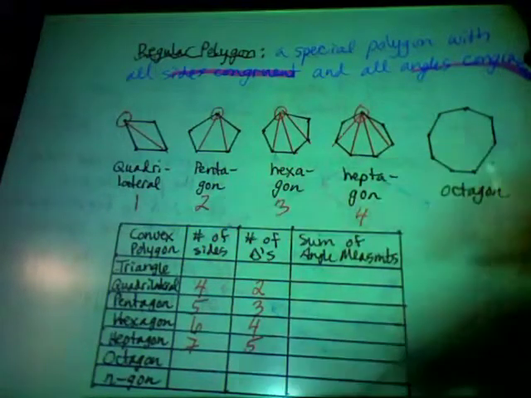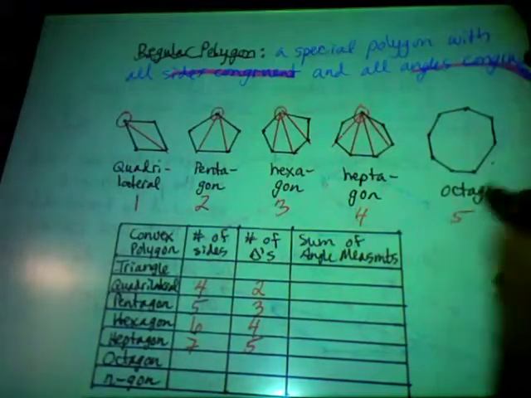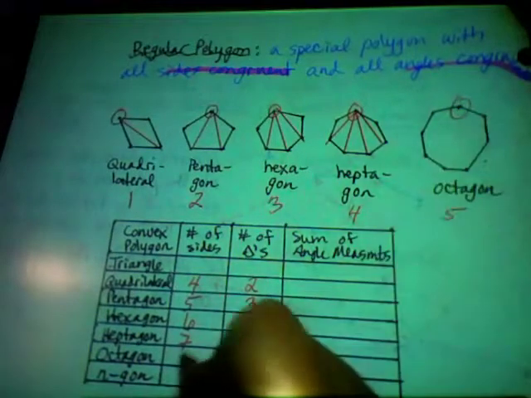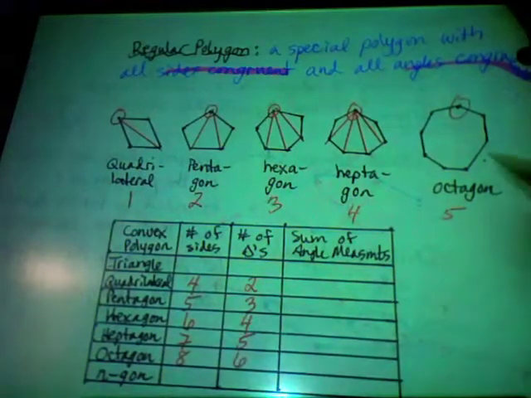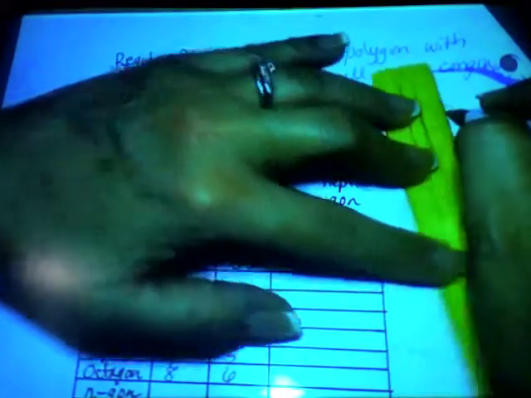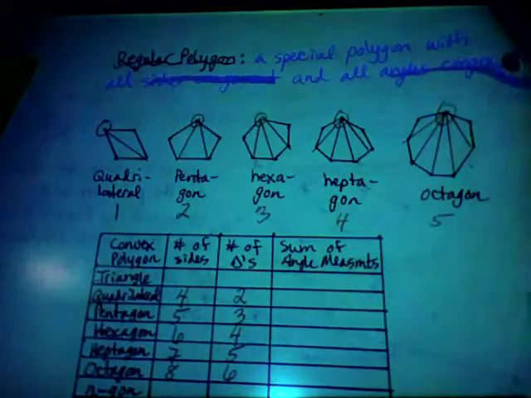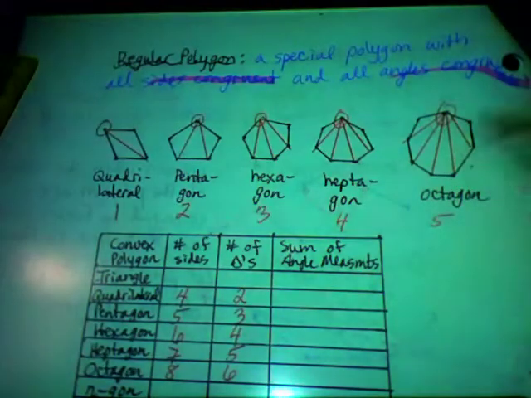There's a lot of patterns that are going on here. And then your octagon, we anticipate 5 diagonals. 8 sides, I anticipate to get 6 triangles. So let's see. 1, 2, 3, 4, 5. So I did indeed get 1, 2, 3, 4, 5, 6.